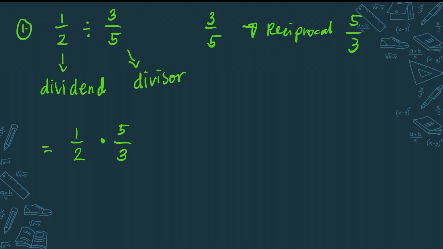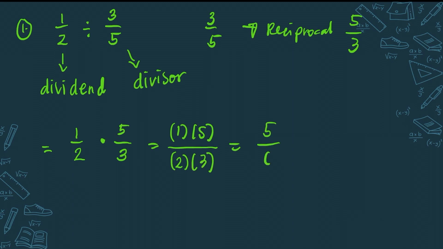So you will have 5/3. And then you will proceed to the procedures on how to multiply fractions. When we are multiplying fractions, we multiply the numerators, so 1 times 5, and then we multiply the denominators, so you have 2 times 3. 1 times 5 is just 5, and 2 times 3 is 6. If you can still simplify the final answer, you simplify it. You reduce it to its lowest term.